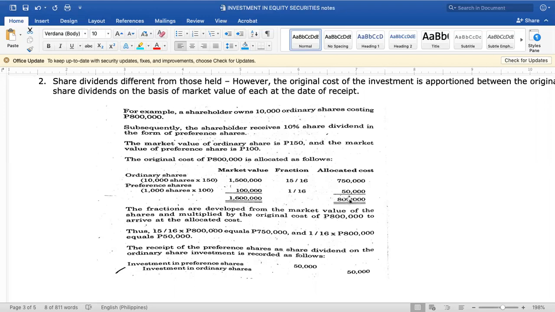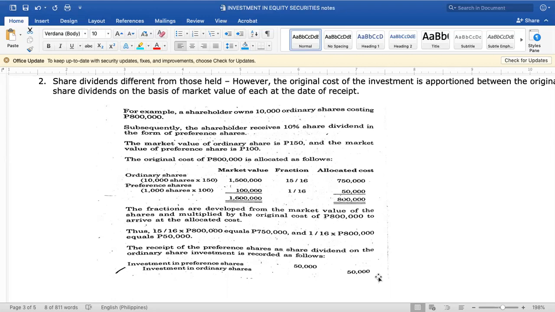So the original cost, which is 800,000, atong i-apportion. So ni-ana na mahitabo sa composition sa imong investment. So you have 750,000 in ordinary shares and nakabaton ka og bag-o nga 50,000 nga preference shares. So take note again that the total cost is not affected, di ba? So unsay mahitabo? Our entry would be, di ba? Nag-debit ta og investment in preference shares nga 50,000 ug gikuhaan nato ang ordinary shares og 50,000. So basically, gibawasan lang ang ordinary, gidugangan og investment in preference shares.